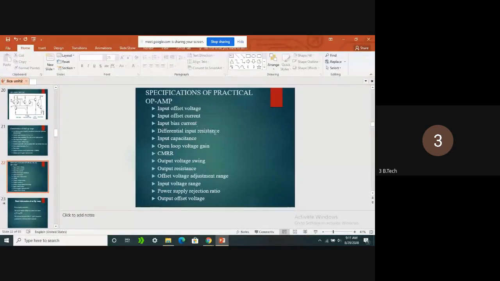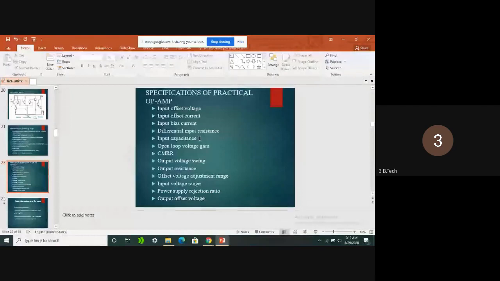Differential input resistance is nothing but the resistance at a particular input terminal. For an operational amplifier we have two input terminals, and each input terminal has a particular resistance. That differential resistance is nothing but the resistance of pin 2 with respect to pin 1, or else the resistance at pin 1 with respect to pin 2. That is called differential resistance, the difference between the two resistances at the input terminals.